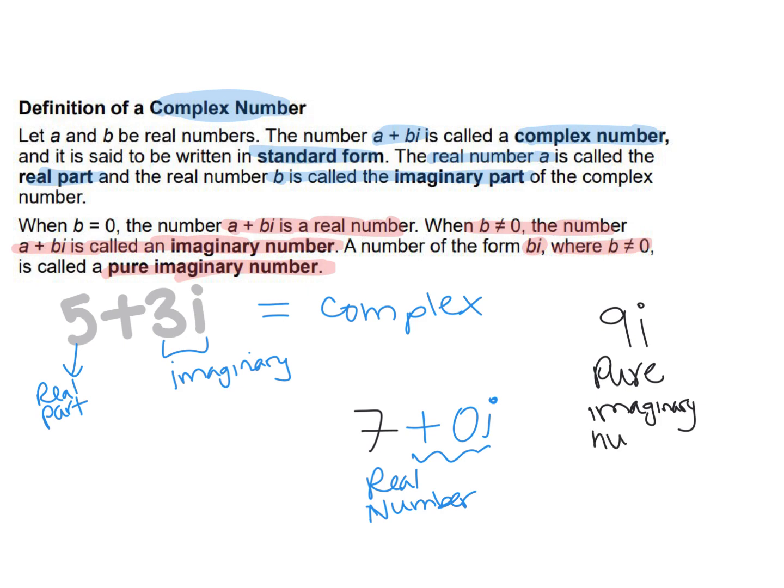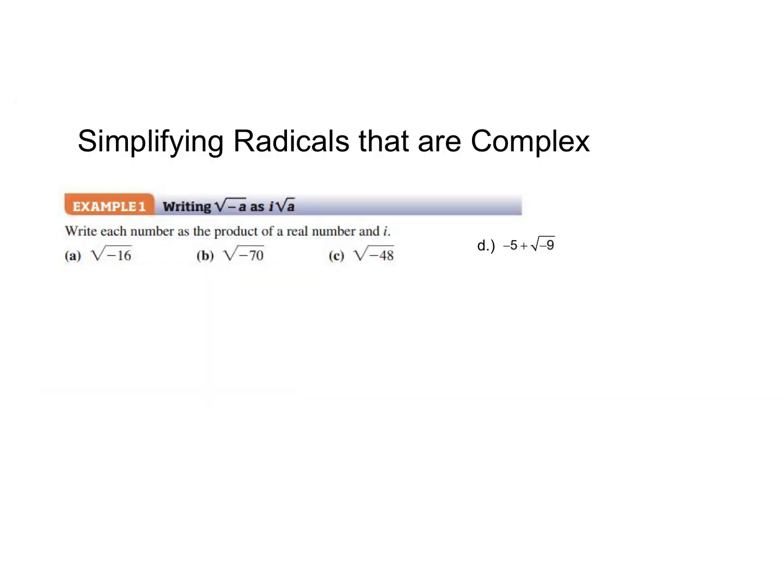Okay, so one of the first things we're going to do is simplify with complex numbers, and that will lead us to some applications a little bit. So let's start by simplifying radicals that are complex. You can see that in each of these, we have a negative inside the square root, right? And so that means that we're going to have an i as part of our answer.